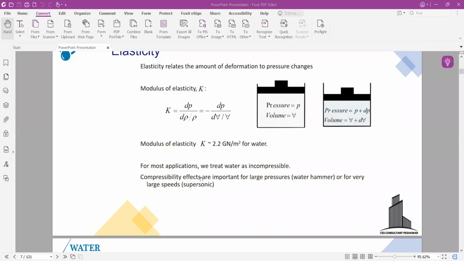So compressibility effects are important for large pressures due to the water hammer, or for very large speeds. Here we will consider, when we study the water hammer, I will try to give you one lecture on water hammer as well when I get time, to show how transient analysis affects the whole water supply system.